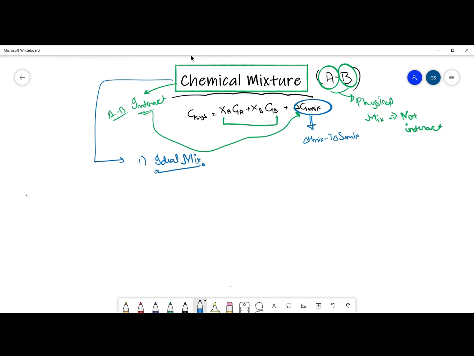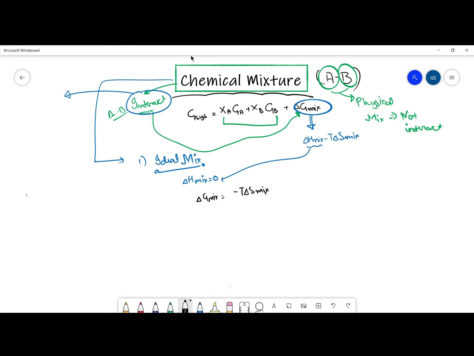As the name suggests, it is the ideal mixing of two particles A and B. So ideal mixing means there is interaction, but due to the interaction, there is no evolution of heat as such. We'll talk in detail about this interaction in the further lecture videos, maybe in the next video itself. But for now, just consider that there is interaction, but there is no evolution of heat due to interaction or absorption of heat. That means this delta H mixing is zero. So this delta G mix will then become, since delta H mix is 0, minus T delta S mix.